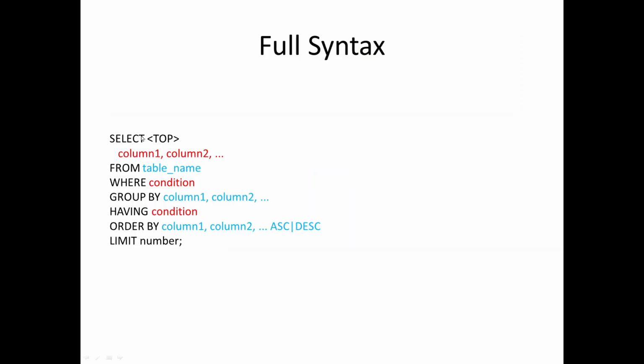Select syntax is: select, then list of the column names, then from, table name, where, then condition, then group by, then the column which you want to group by, then having condition, then order by, list of columns, then you need to specify the order, ascending or descending, then the limit, right? This is the simple syntax.